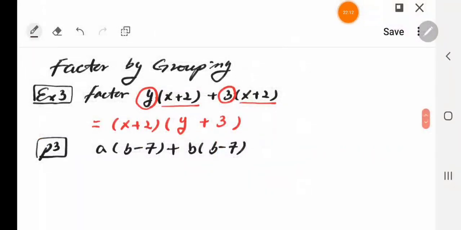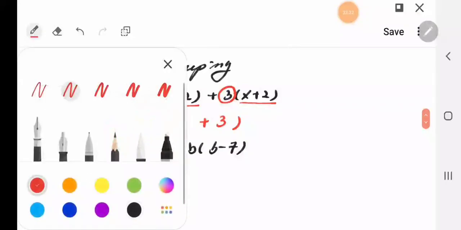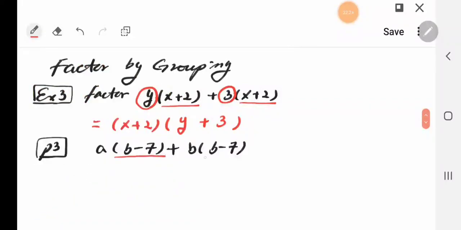For problem 3, we do the same thing because of the binomial b minus 3, b minus 7. The b minus 7 is a common factor because this binomial occurs on both terms. So the GCF is b minus 7, so you can factor out this whole binomial b minus 7 with parentheses. You have to put parentheses, and then this is a product of this binomial times parentheses, that is the leftover factors, a plus b.